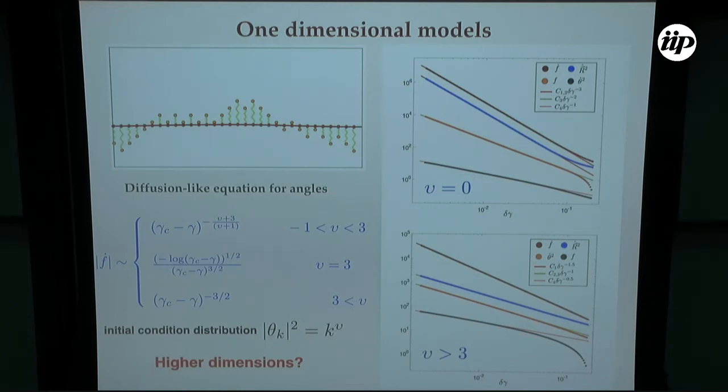What we observe is that the dynamics follow some kind of diffusion-like equation for the angles, and we can actually show that the way the critical exponent for how this tension diverges depends on the initial condition of our system. So for different initial conditions on the angles, we observe different critical exponents, which saturate for some initial condition. I don't want to go into detail. So okay, that is pretty much what I want to tell you.